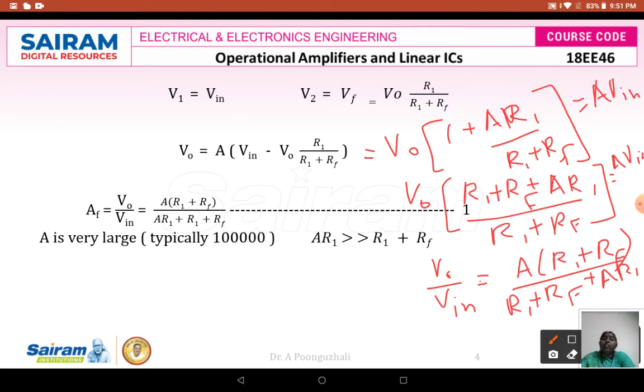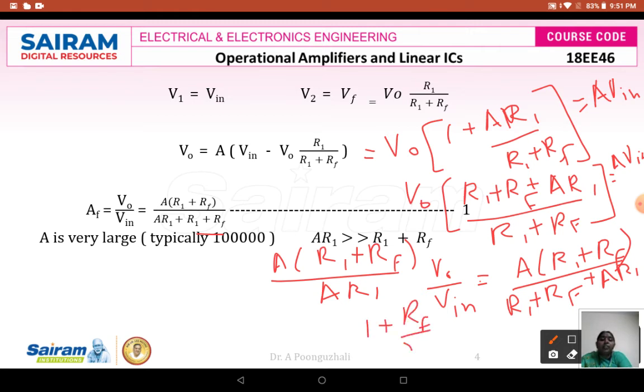Now we know that your open loop gain is going to be around 10,000, that is 10 power 6. When the open loop gain is high, we know that your AR1 is going to be very much greater than your R1 plus Rf. So I can omit this. If I omit it, my expression is going to be A into R1 plus Rf divided by AR1. So this A and A gets cancelled. Finally our expression is going to be 1 plus Rf by R1. So you can see that.